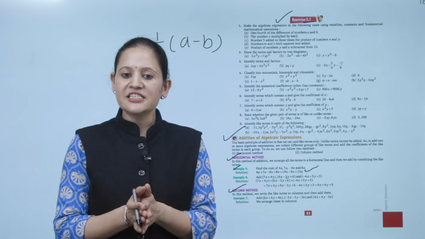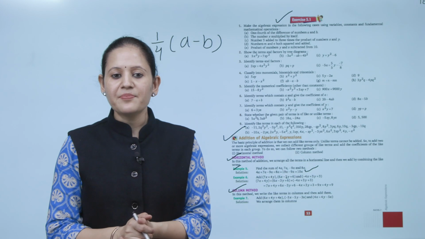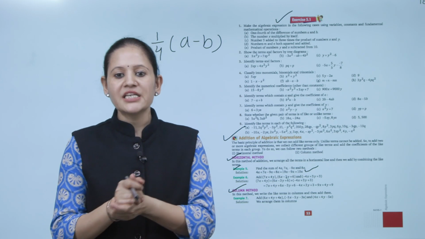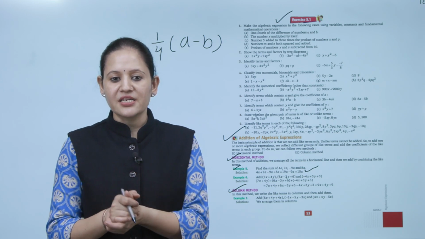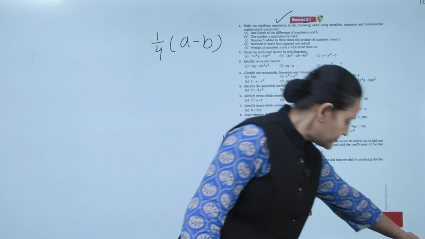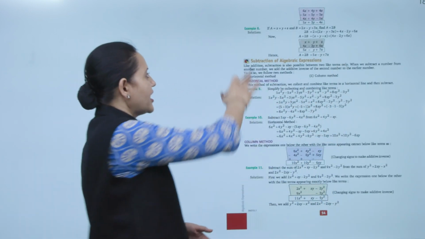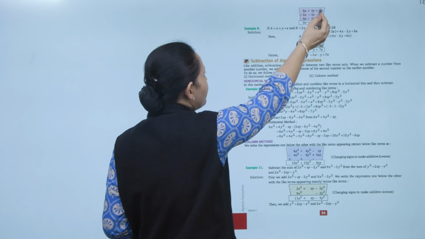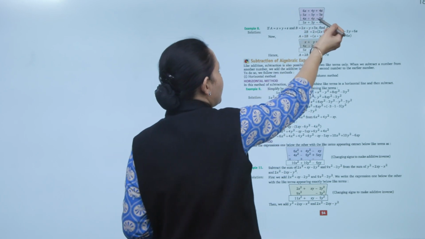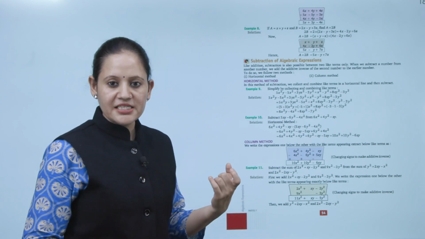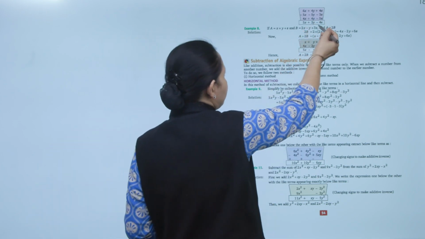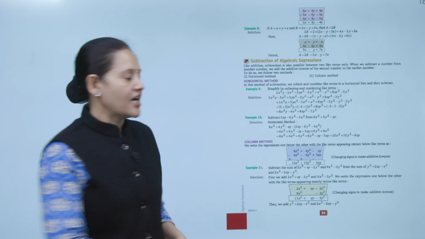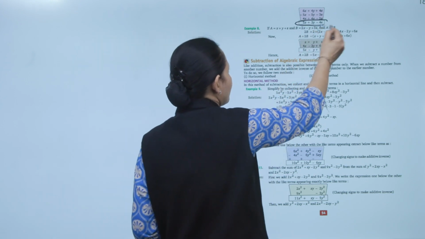Next method is column method. In this method, we write the like terms in a column and then add them. We'll take an example. Add 6x plus 4y plus 4z, minus 5x minus 5y minus 3z, and 4x plus 4y minus 5z. First, we'll arrange them in a column, with like terms below each other. Now we'll add them. Minus 5 and minus 3 is minus 8z, from which we subtract 4z, giving minus 4z. This is equal to 3y and this is 5x. So that is our sum, 5x plus 3y minus 4z.